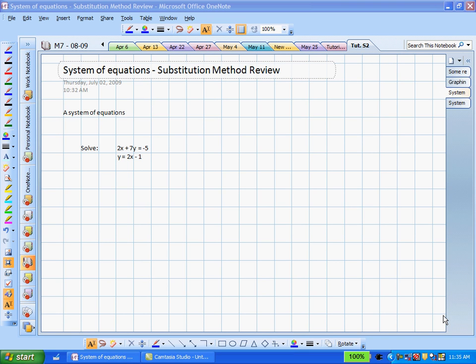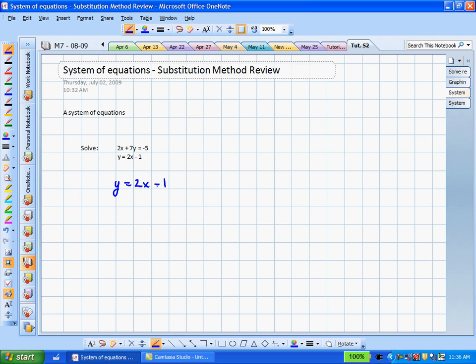So this is a system of equations. You'll note these are equations, and we're going to solve them by substitution. That's a method that we have looked at, but may not be all that comfortable with, so we're going to try it again. This equation is solved for y. There are a couple different ways of using substitution.